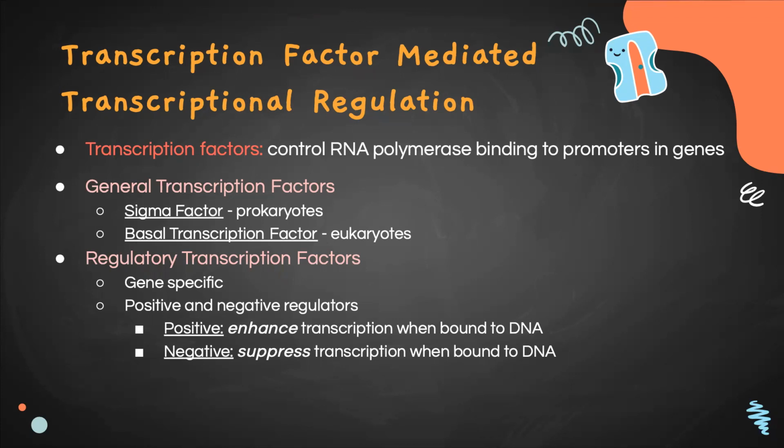And then regulatory transcription factors are the ones that control specific genes at specific promoters. And so there are two types of regulatory transcription factors. There's positive and negative. So positive basically enhances transcription when it's bound to DNA. It allows the RNA polymerase to bind and transcribe. And then negative does the opposite. It suppresses transcription when it's bound to DNA, so it doesn't let the polymerase bind so that it can't transcribe the gene.